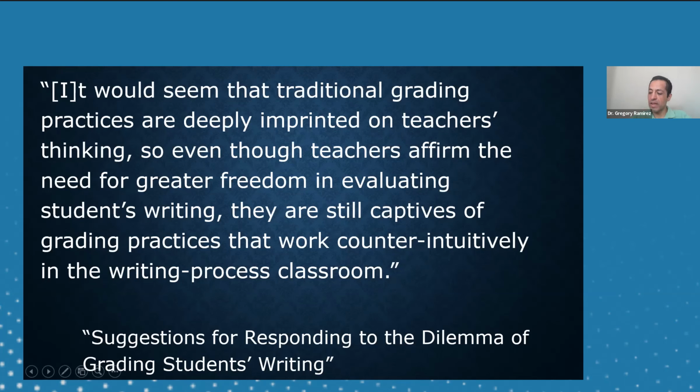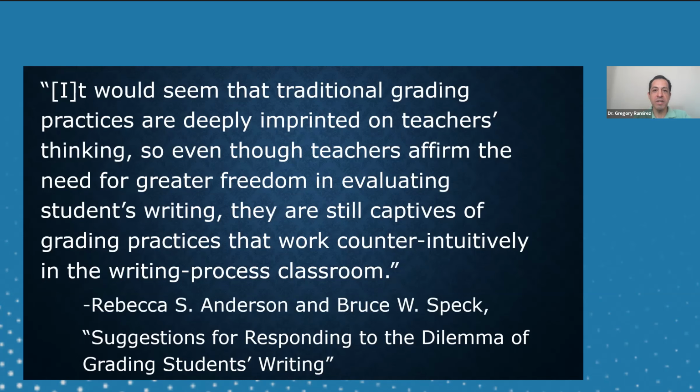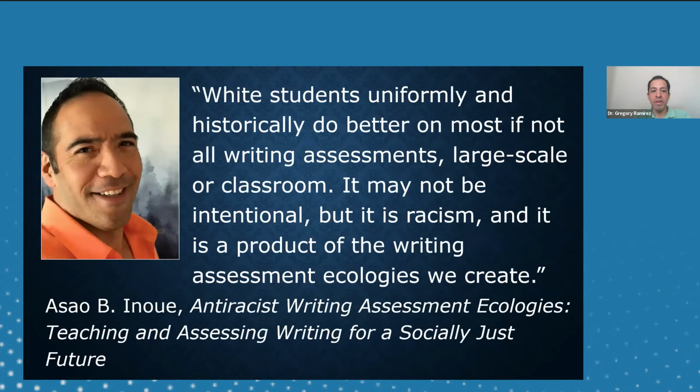And I should point out that this individual does not, how should I say, sugarcoat things. He's not as kind as what we would see with this particular citation right here. But for those of you familiar with Asao Inoue, he is a prominent name in current composition theory. But in his book, Antiracist Writing Assessment Ecologies, he says the following: white students uniformly and historically do better on most, if not all, writing assessments, large scale or classroom. It may not be intentional, but it is racism. And it is a product of the writing assessment ecologies we create.